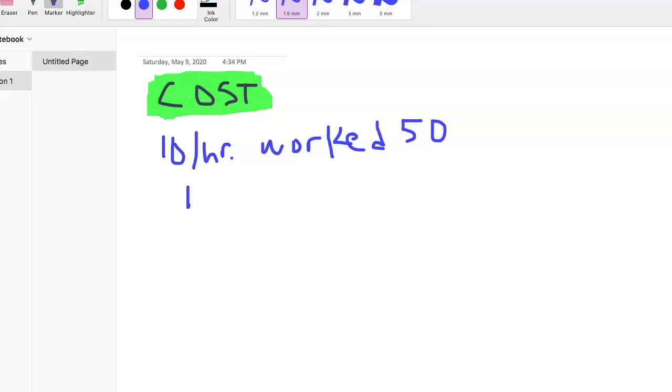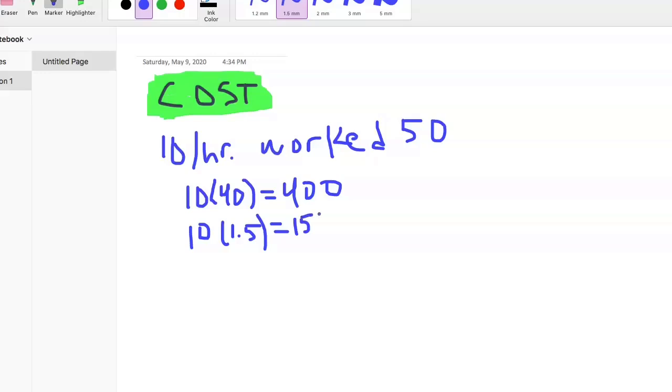For the first 40 hours, 10 times 40. If they don't give you the information that overtime is 1.5, that's what you assume. That's standard across a lot of industries. 10 times 40 is 400, so it's $10 an hour for 40 hours. Now, when I get paid time and a half, that's going to be 10 times 1.5, which equals 15. So when I'm working overtime, I'm making 15 an hour.